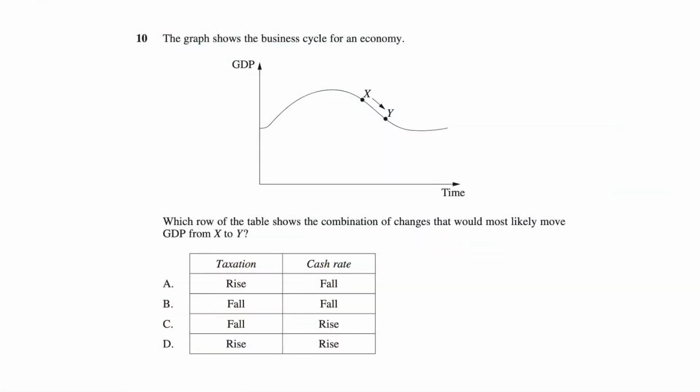This just shows an economy moving from X to Y on the business cycle, and you needed to identify the combination of changes that would essentially reduce GDP. So I think this one was relatively simple. D, a rise in taxation and a rise in the cash rate. Right. No comments. Yeah, I don't have anything to add to that either.